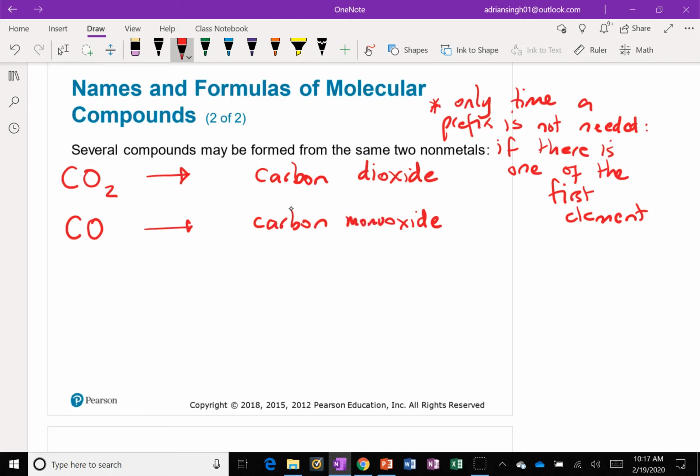Right, so carbon monoxide. When you have those 2 vowels right next to each other, you typically drop the first one. So we drop one of the O's and we end up with carbon monoxide as the name for that. Right, so carbon monoxide, CO, carbon dioxide, CO2.